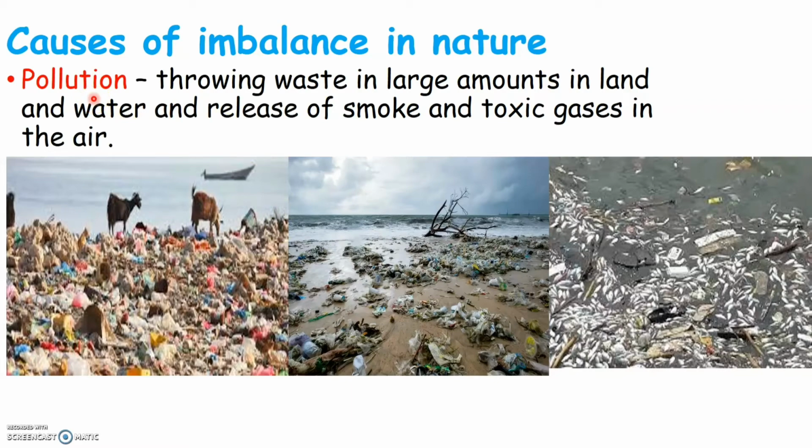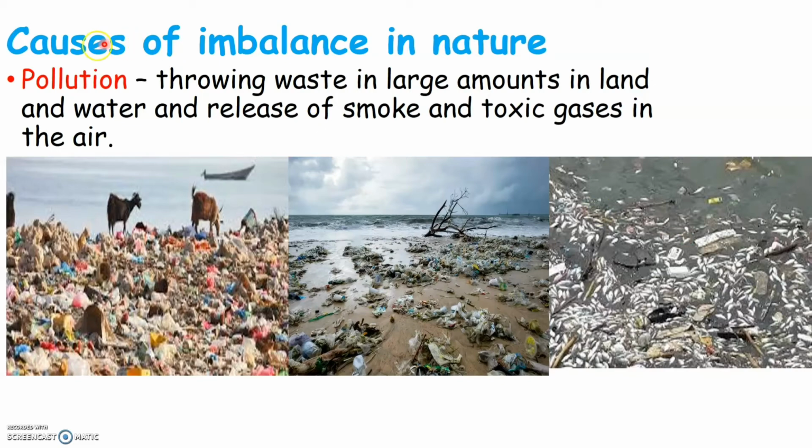Now this pollution can kill the life of both animals and plants that live on land and also in water. Here you can see a picture where many fishes have died due to pollution. So here you can see that pollution of water has taken the lives of many fishes. So again, when an animal is missing from a food chain, it will lead to an imbalance in nature.